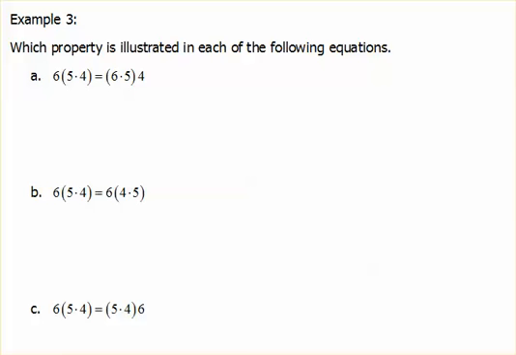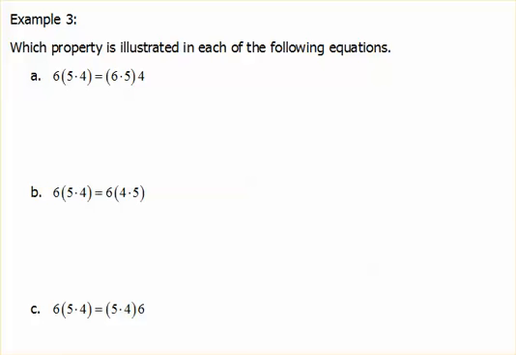Here we have example number 3 for this section, which says which property is illustrated in each of the following equations. If you'll remember, we had several different properties. We had multiplication was closed. We also had the commutative, the associative properties. We had the distributive property, or the distribution property of multiplication over addition. And then we had the identity property that talked about anything being multiplied by 1, which is the multiplicative identity. Anything multiplied by 1 is itself, so that's the identity property.